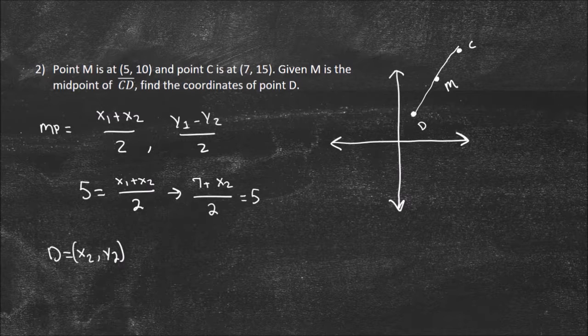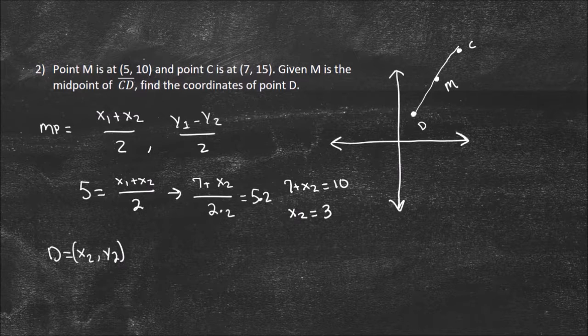Now I just solve for x2. So multiply both sides by 2. I get 7 plus x2 equals 10. x2 equals 3. So the x coordinate of D is 3, which makes sense. That looks about right where I drew it in my coordinate plane, so that seems right. So x2 is 3, and now I need to find y2. Well, we do the exact same thing.